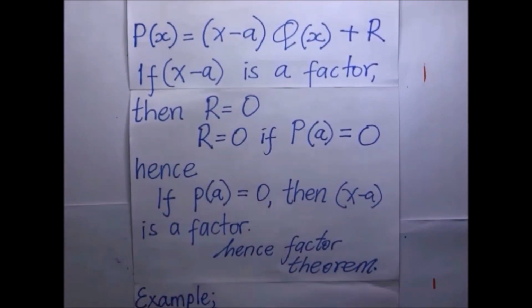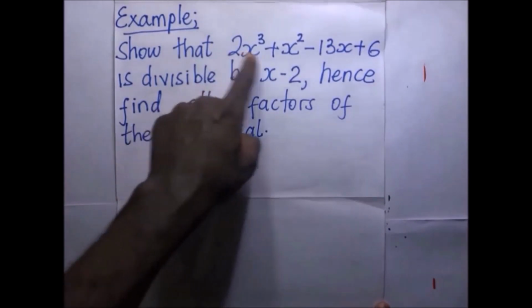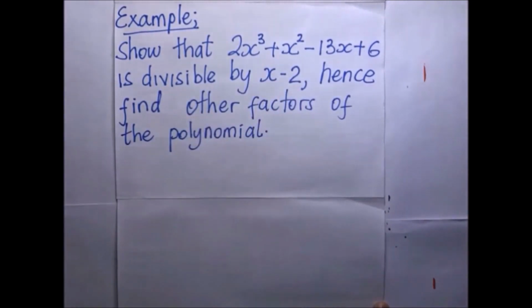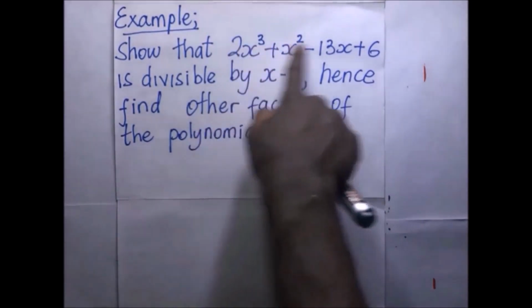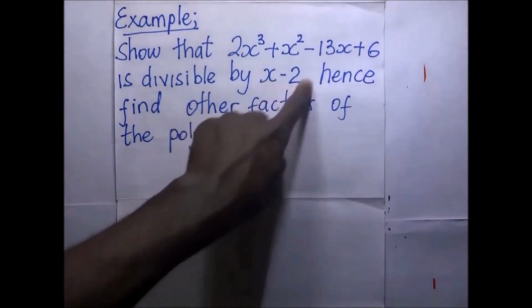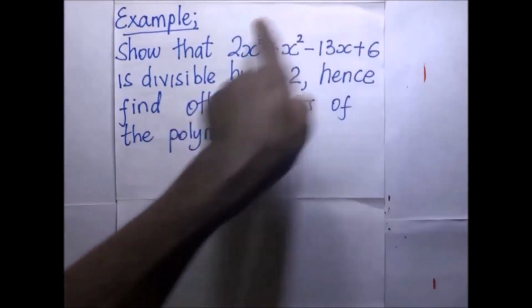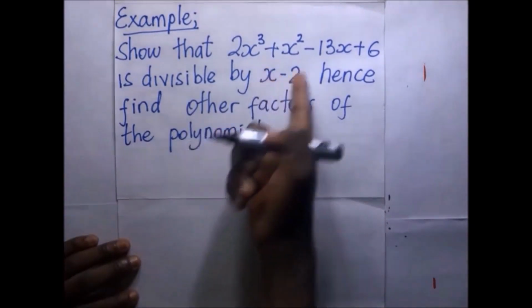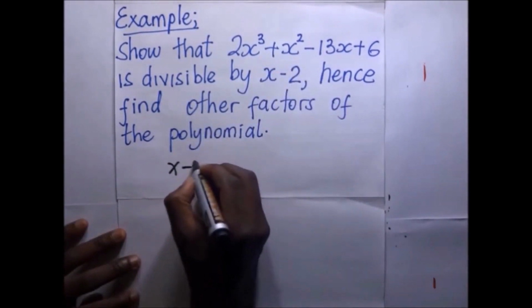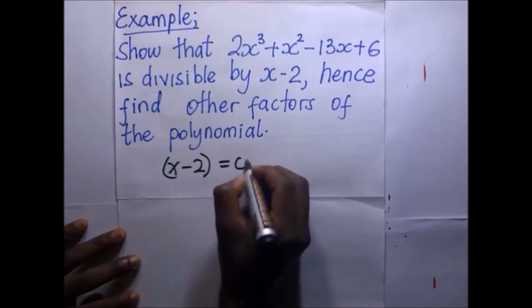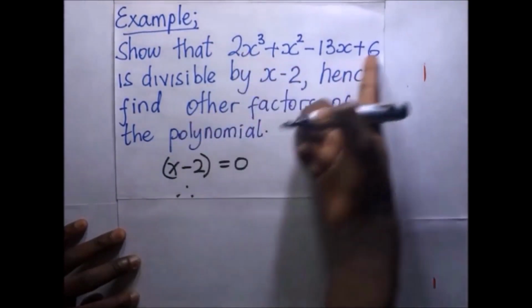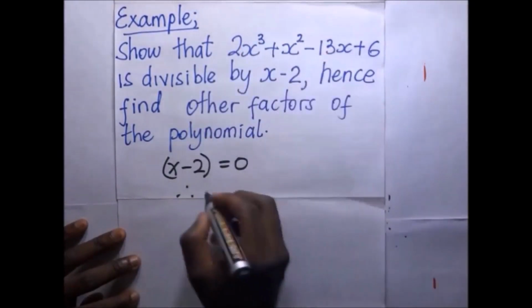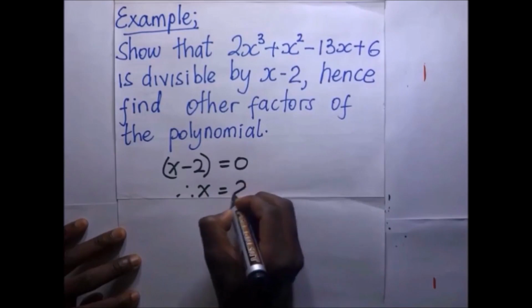So let's do an example. Looking at that example, they're telling us to show that this polynomial is divisible by x minus 2. Hence, find the other factors of the polynomial. So if this polynomial is divisible by x minus 2, then x minus 2 should be equal to 0. Therefore, if we are to show that this factor can divide this completely, it means that our value of x should be equal to 2.